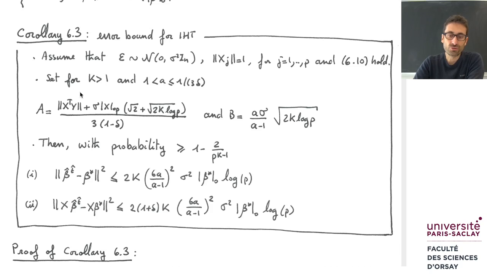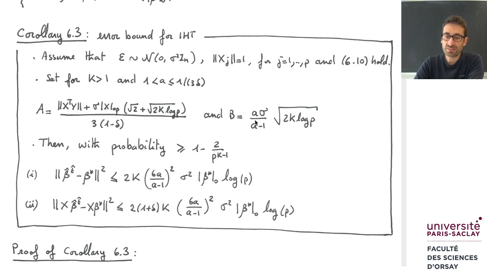Then we will choose a K which will be larger than 1, and A, so A must fulfill this condition, so we choose any A fulfilling this condition. And we will set capital A and capital B in this way. So for capital A, we need to have something which is larger than the norm of beta star. And for this, we will make this choice with the norm of X transpose Y plus some corrective term in order to be sure that it will be larger than the norm of beta star.